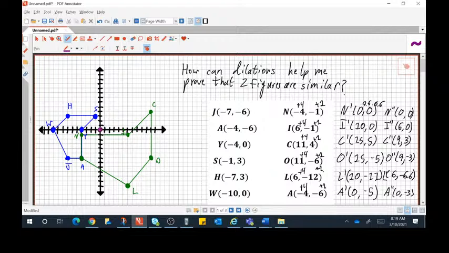So I'm going to graph O double prime here, or sorry, N double prime, and then 1, 2, 3, 4, 5, 6. And then 9, comma 3, 1, 2, 1, 2, 3, 4, 5, 6, 7, 8, 9, comma 1, 2, 3, 9, comma negative 3, 6, comma negative 6.6, 1, 2, 3, 4, 5, 6, comma 1, 2, and a little bit, I guess, and then 0, comma negative 3.